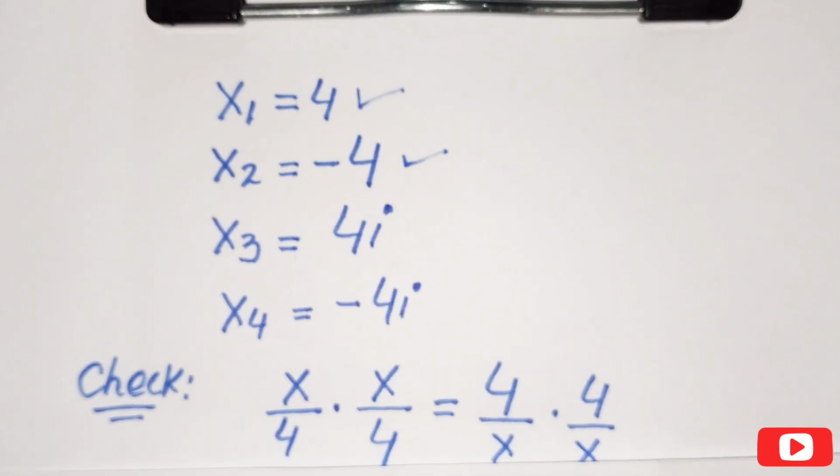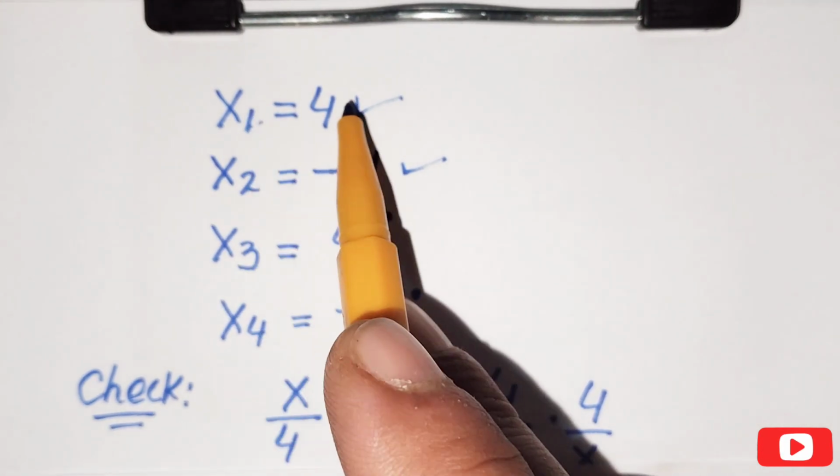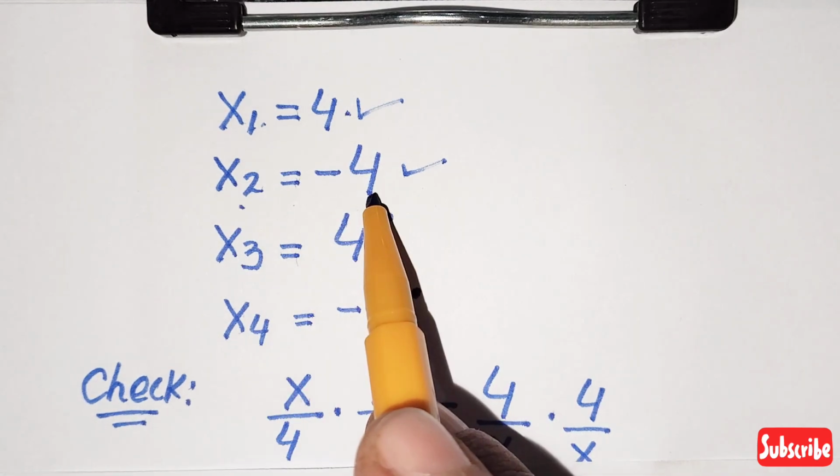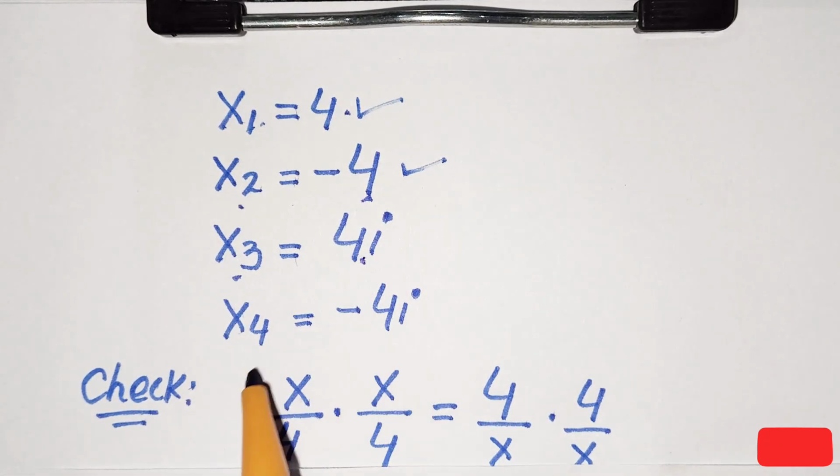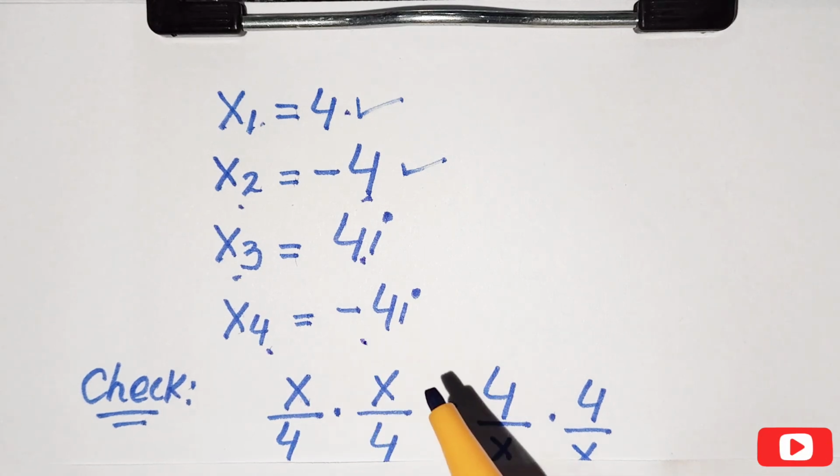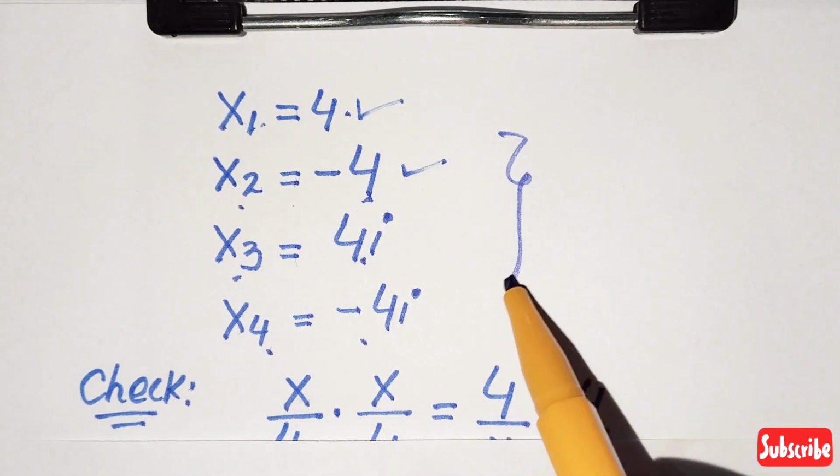Hence our correct answer is that x1 is equal to 4, x2 is equal to minus 4, x3 is equal to 4i, and x4 is equal to minus 4i. So these are the values of x.